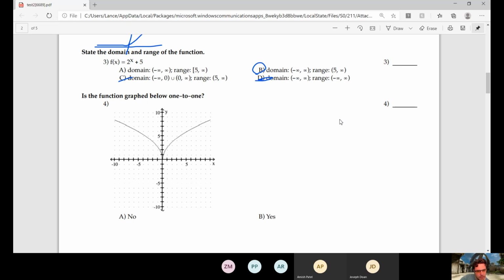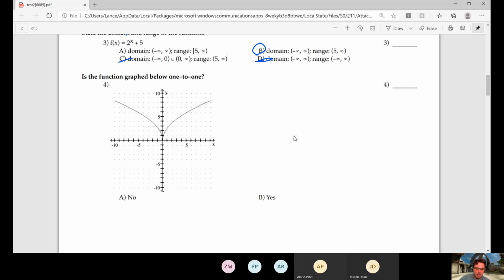What'd y'all get for this answer? I think it's the horizontal line test. Yeah, all right. I got no as well. It is a function, but it doesn't pass the horizontal line test because you got 2 y values for each one.